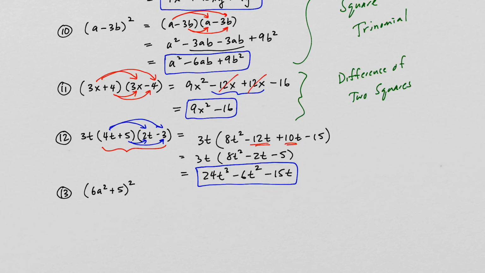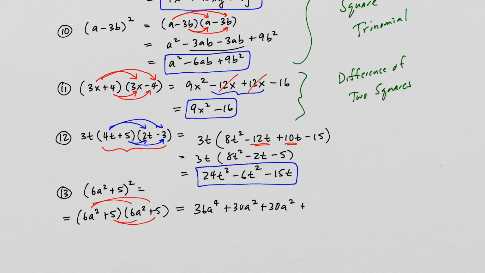Now, number 13 is a lot like number 9 and 10, except that we have a higher power here. Just wanted to expose you to this. So 6a squared plus 5, quantity squared just means 6a squared plus 5 times 6a squared plus 5. And we're going to multiply this out. And so when we do that multiplication, 6a squared times 6a squared is 36a to the fourth. So remember, you are adding those powers together. And then 6a squared times positive 5 is positive 30a squared. And 6a squared times positive 5 again is positive 30a squared. And positive 5 times positive 5 is positive 25. And once again, combining like terms in the middle, we end up with this polynomial.